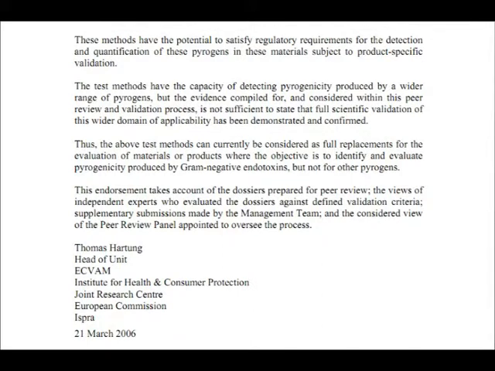Thus, the above test methods can currently be considered as full replacements for the evaluation of materials or products where the objective is to identify and evaluate pyrogenicity produced by gram-negative endotoxins, but not for other pyrogens.